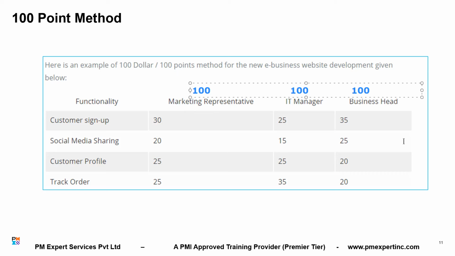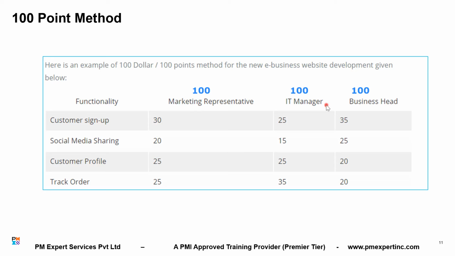Now, they have to allocate their $100 across these requirements. For example, the marketing representative allocated his 100 points like this: 30 to customer sign up, 20 to social media sharing, 25 to customer profile, and 25 to track orders. Is that okay?